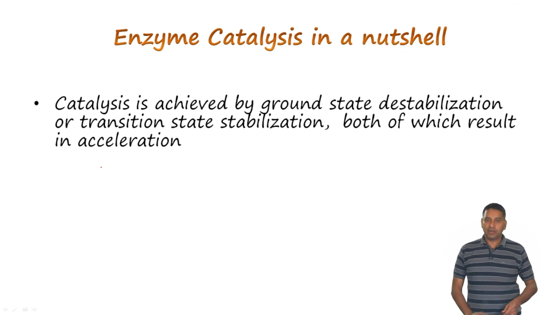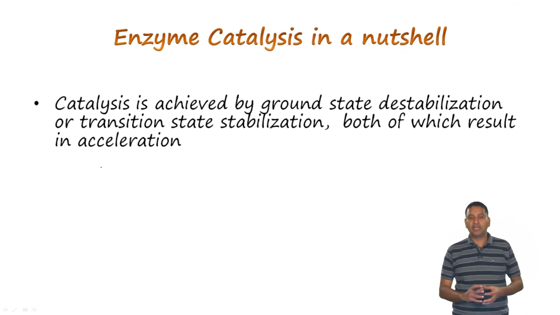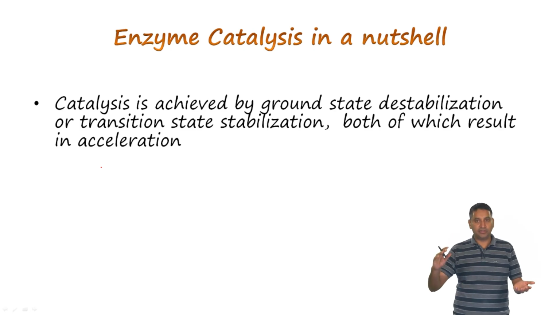Now, in a nutshell, catalysis is typically achieved by ground state destabilization or transition state stabilization, and both of these will result in acceleration of rate.